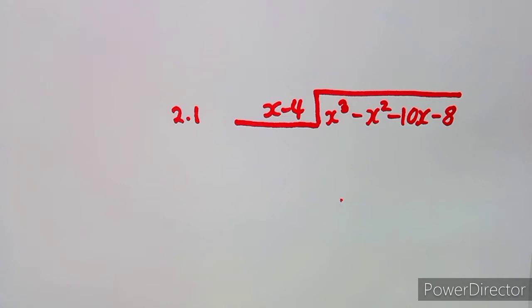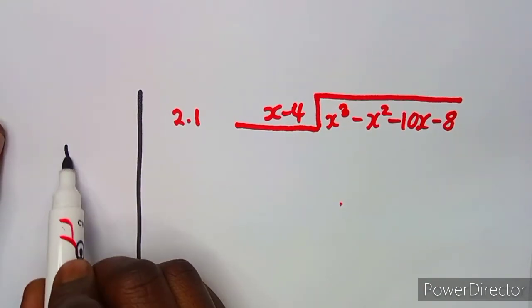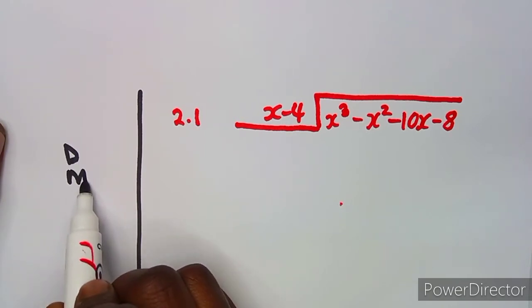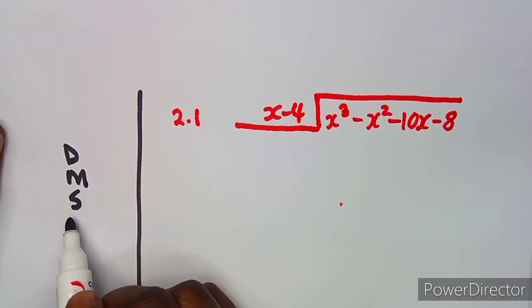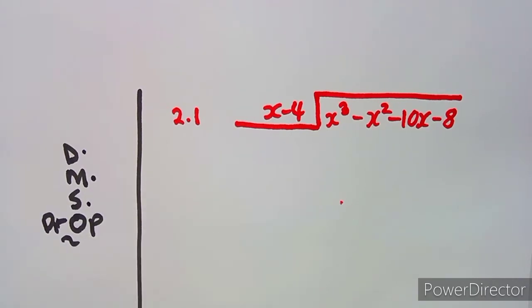So remember the concept, guys, of long division. You have to divide, you multiply back, you subtract, then you drop the terms. So here you have to drop the terms. So you have to divide, you multiply, you subtract, then you drop the terms and repeat that again and again.